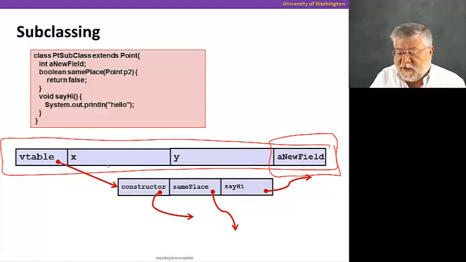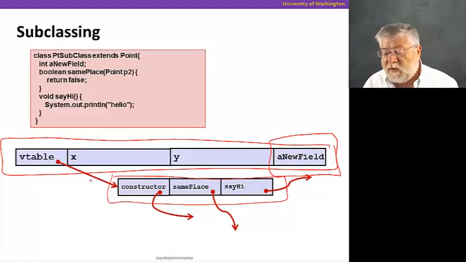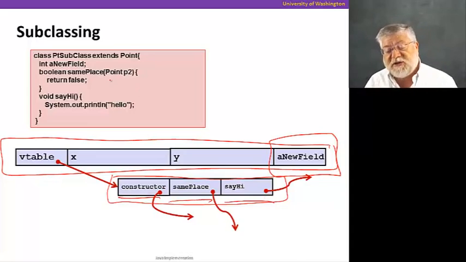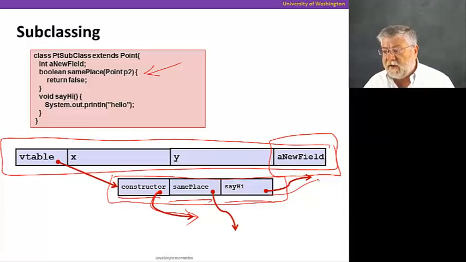The vtable for this object is going to be different than the vtable for the previous object. This vtable has 3 elements, not 2, because we have a constructor, we have same place, but we also have say hi. Now, where do we point to? Well, constructor is just going to inherit the previous constructor. We didn't change that at all. So this is going to be a pointer to the same region of code, the same routine that we had for point. Same place, though, is going to point to this new code that we're using to override the old version of same place. And say hi will, of course, point to a totally different area.